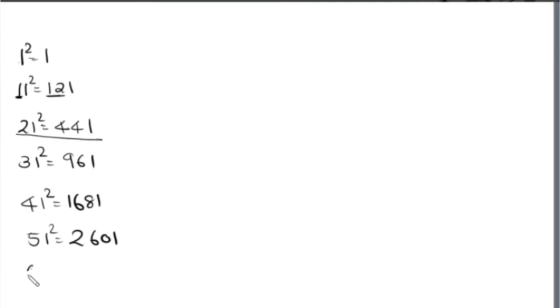Now let's see how you'll write 61 square. Last digit will be 1, isn't it? The double of 6 is 12, but you'll be writing only 2, 1 carry. Then square of 6, 36, that carry you will add, so this will become 3721, isn't it?